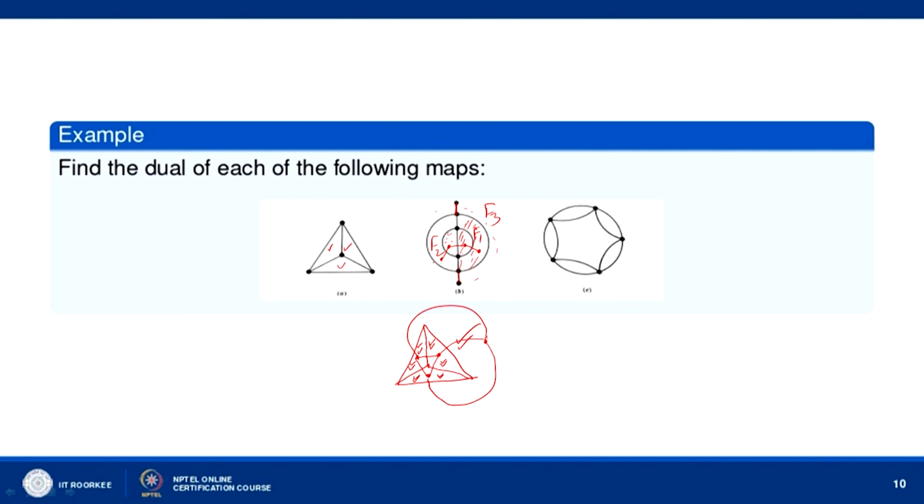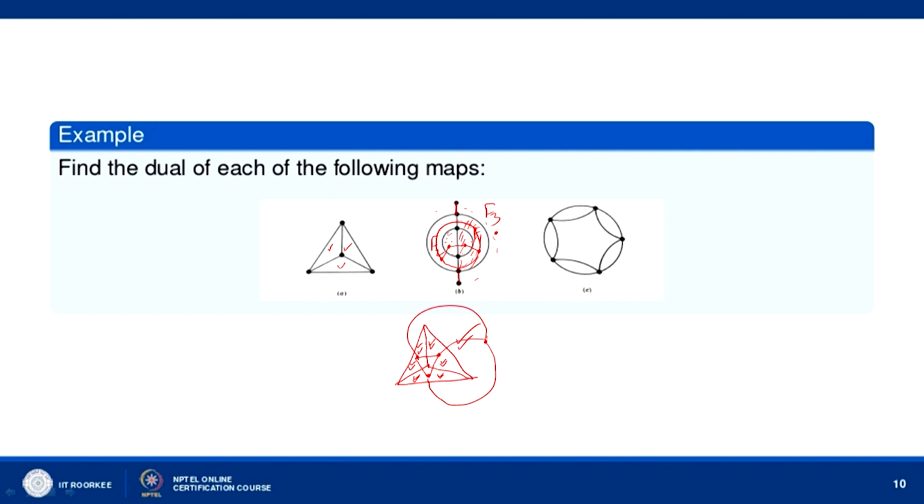Now, this region is adjacent to this region. This region is adjacent to this region and they have two common edges. So, we can join this by this like this, and we can join this to this, by two edges, because this region F1 and F2 have two common edges. So, we take an edge which crosses here, and we take another edge which crosses here, and then F3 is here.